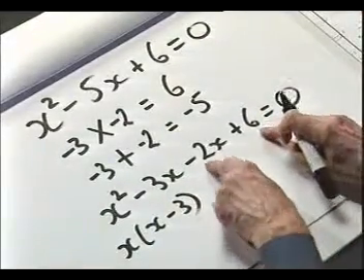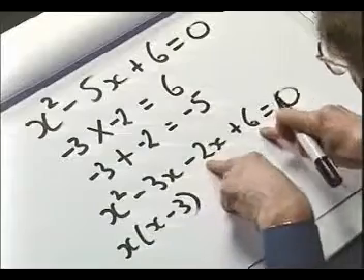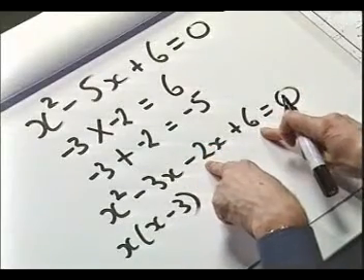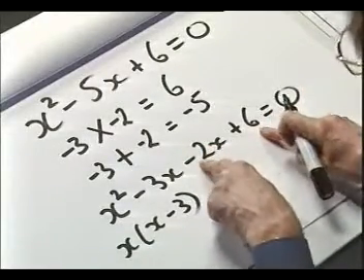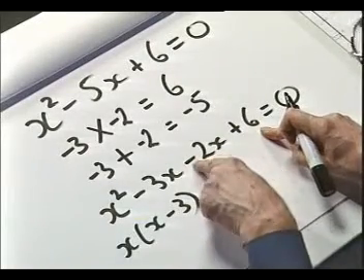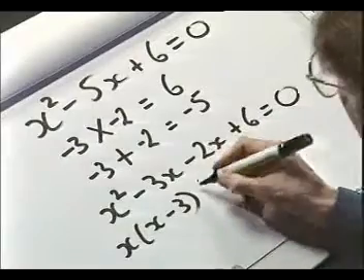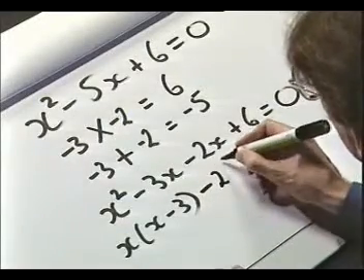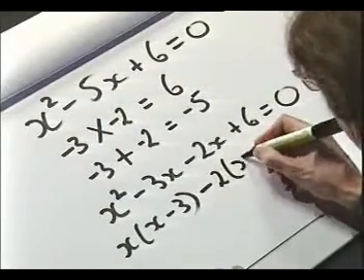And now we look at these two terms and we take out again a common factor. Well, obviously there's 2, but this is minus 2x. So because this is minus 2x, I'm going to take minus 2 as the factor. Minus 2 brackets x.